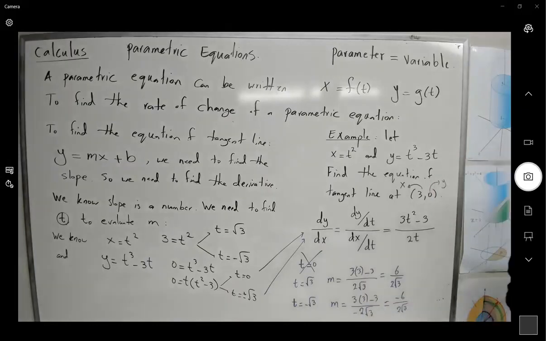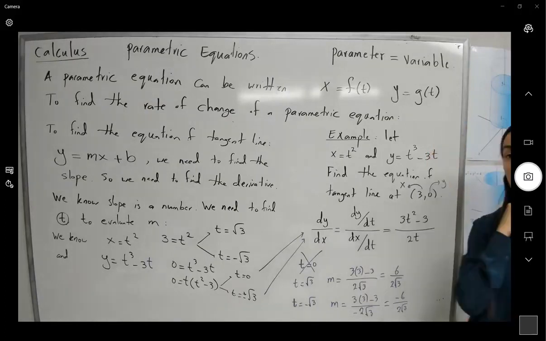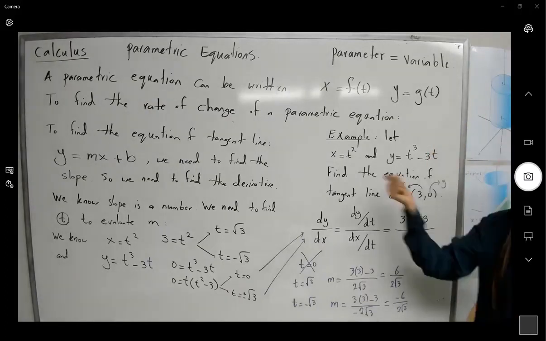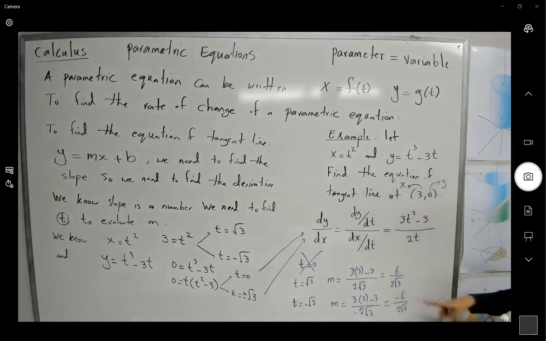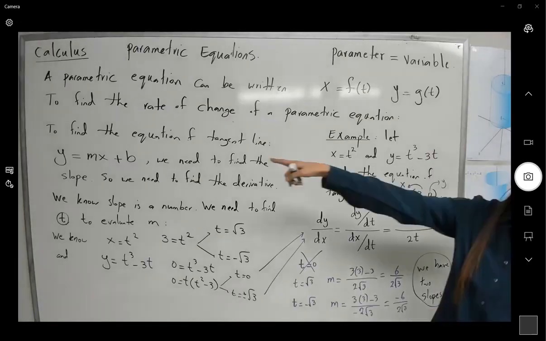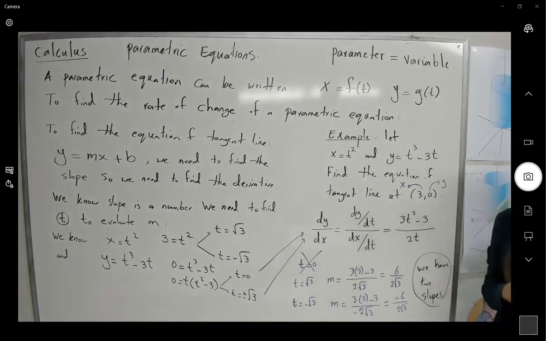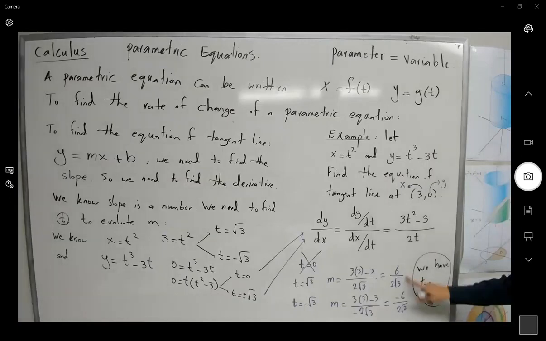We found 2 slopes. That's because of the graph of these parametric equations. We have 2 slopes. We can simplify this. Now that you have your slopes, you can write the equation of the tangent line. Tangent line for the first slope and tangent line for the second slope.